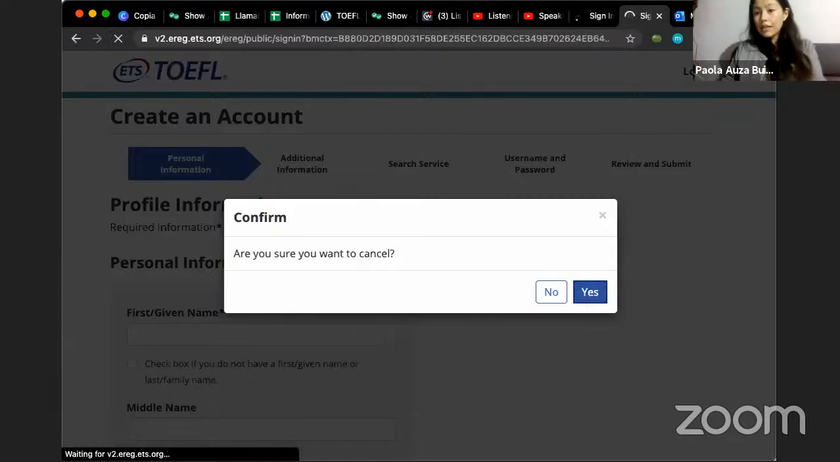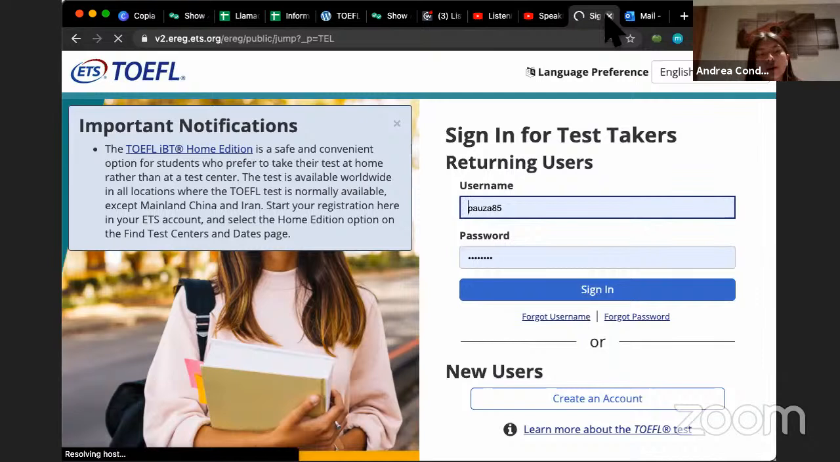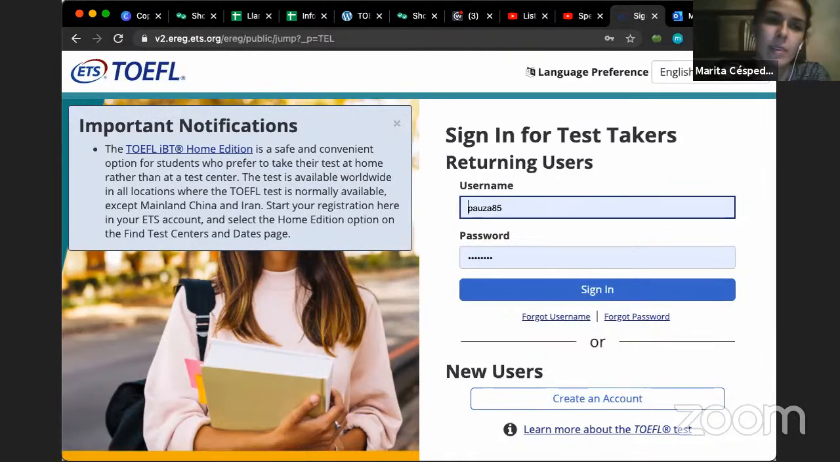A ver, tal vez Andrea, ¿vas a tomar tu examen en casa o lo vas a hacer en una institución? I don't know yet, but maybe it could be in the home. Okay, the IBT, the home edition, right? Okay. What about Marita? Are you going to take it in an institution or the home edition? No, in an institution. I think I will concentrate better.